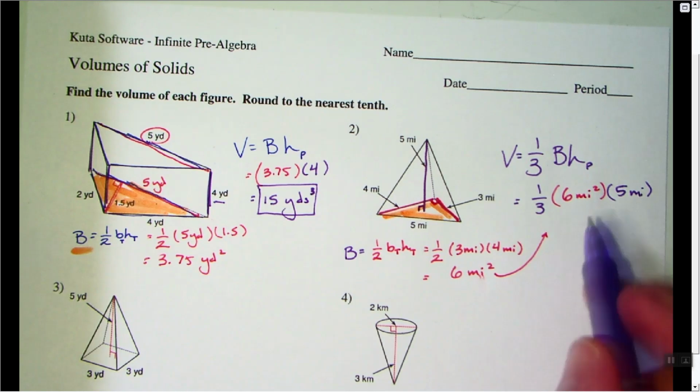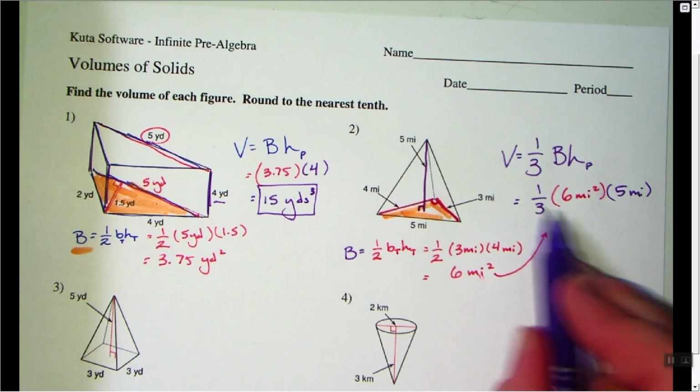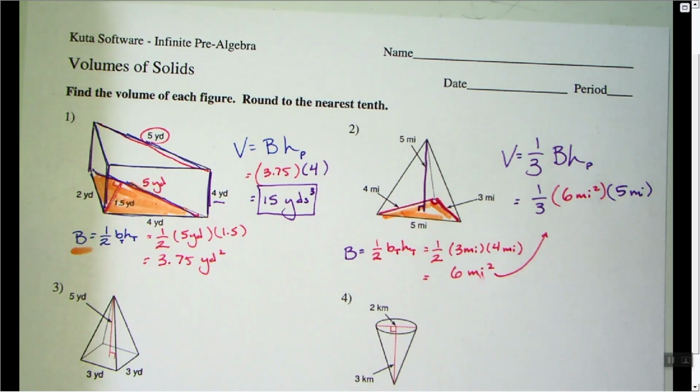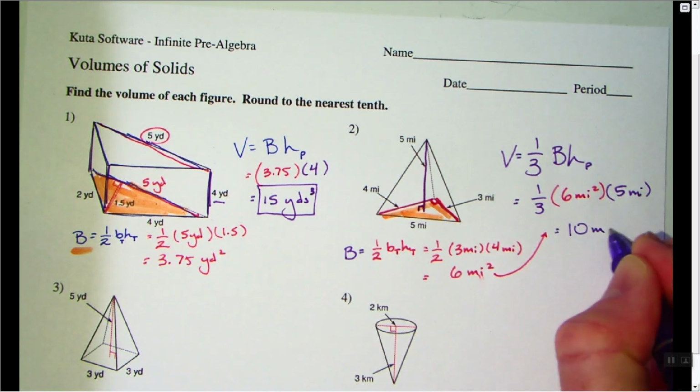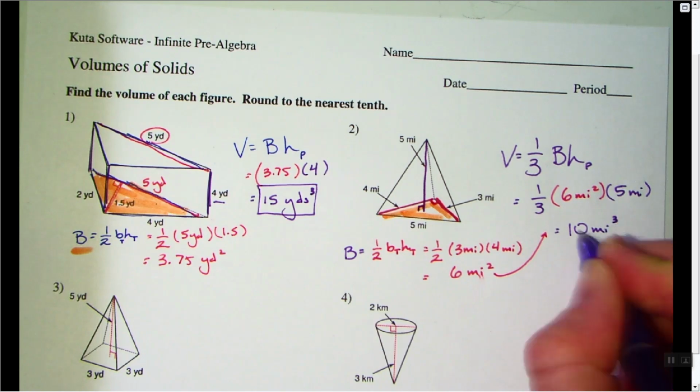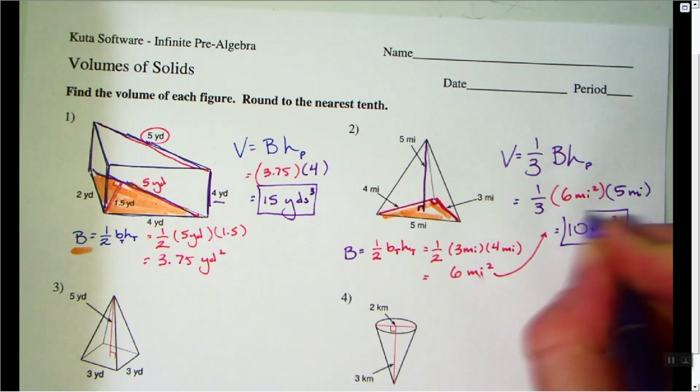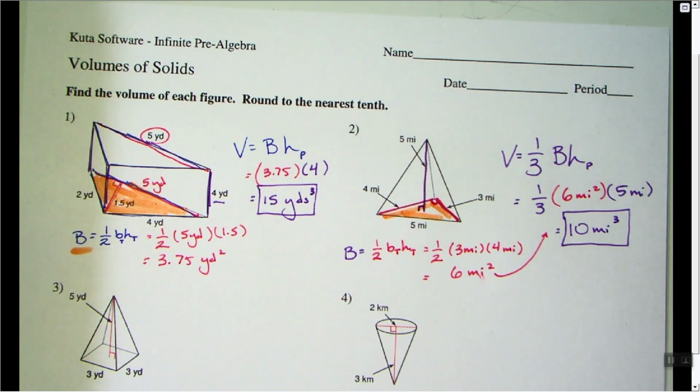Okay, so I multiply 1/3 times 6 times 5, I get 10. This is 10 cubic miles. Okay, that's an example of how to find the volume of a pyramid.